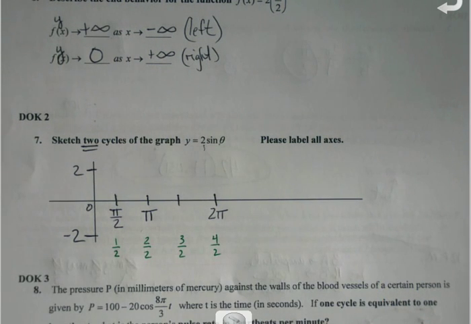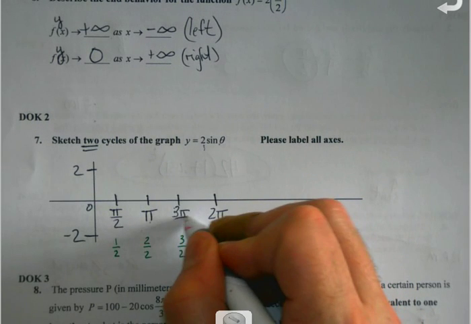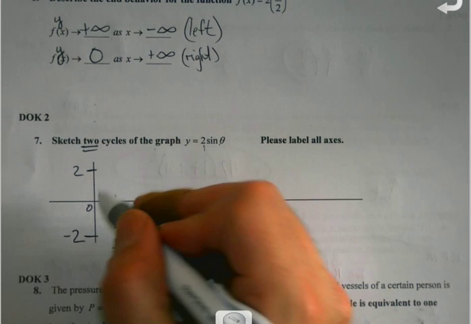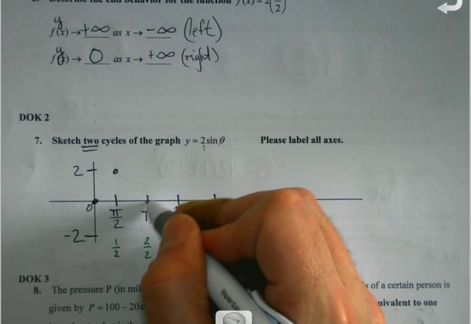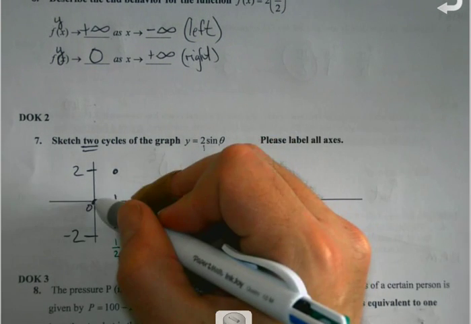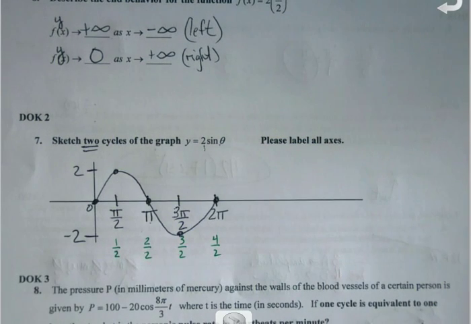Pi over 2 is 1/2. 2 over 2 is 1, or 1 pi. 3 over 2 doesn't reduce. And then we have 2 pi. And then I just have to remember my pattern, which again is 0, max, 0, min, 0. And that would take care of my first cycle.